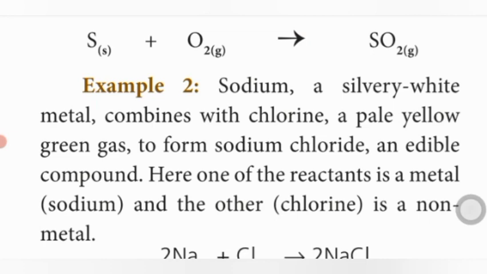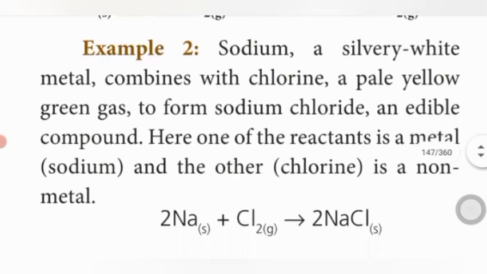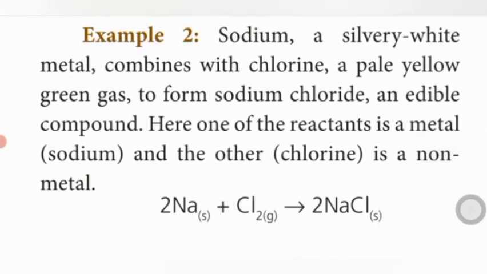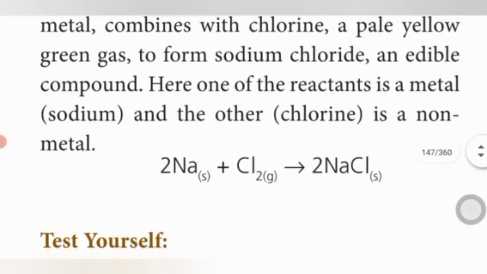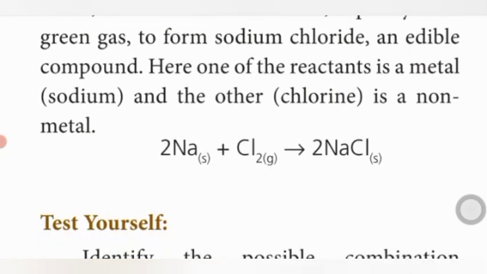Sodium chloride is an edible compound. In our day-to-day life we use salt. The salt's name is sodium chloride, formula NaCl. One of the reactants is a metal: sodium is a metal, and the other, chlorine, is a non-metal, to form sodium chloride.